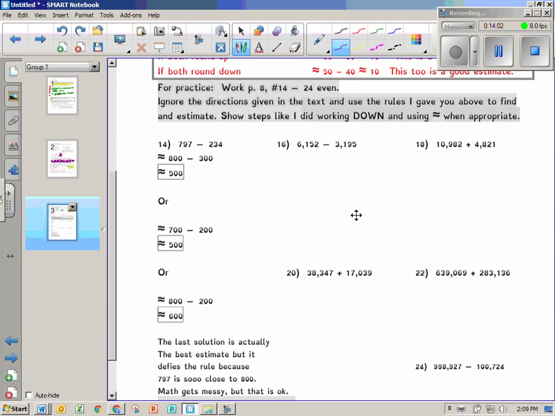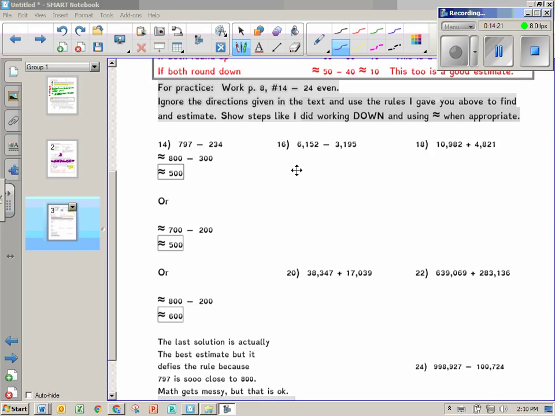approximation symbol when appropriate. So go ahead and pause the video and maybe just try one and then turn the video back on and we'll practice it together. Or you can work them all and then click back into the video. Good luck!